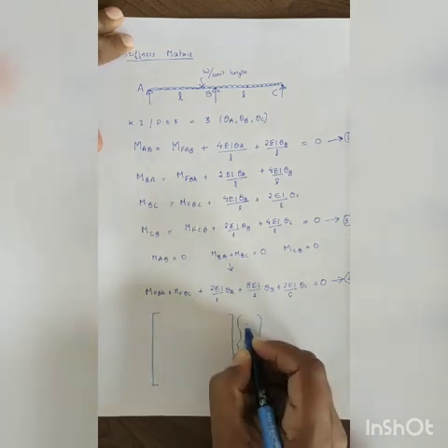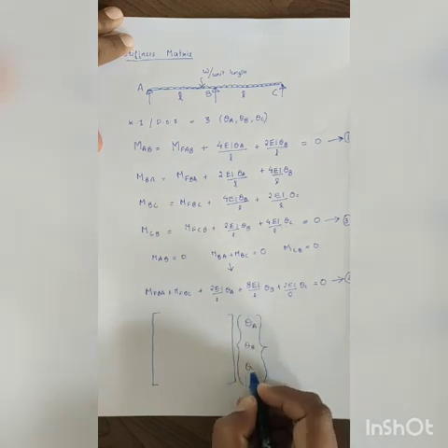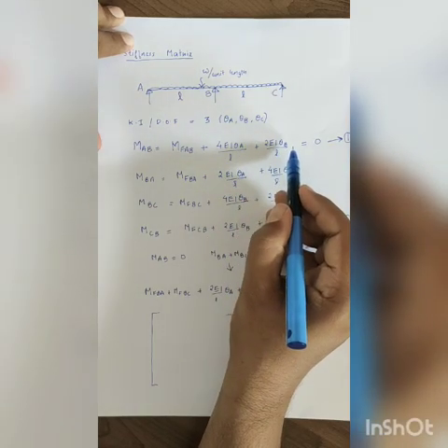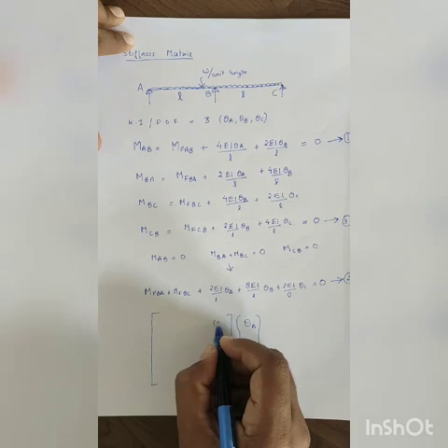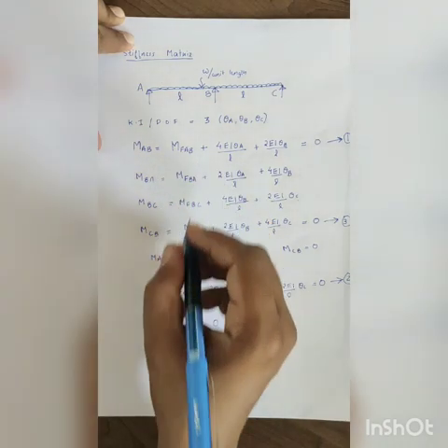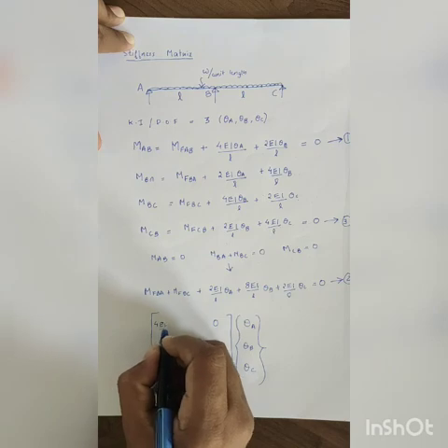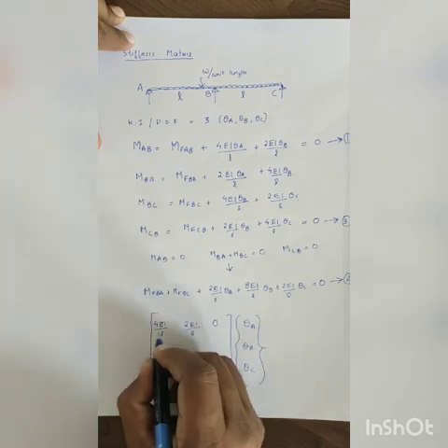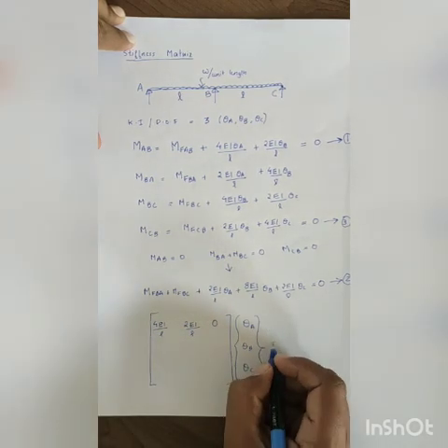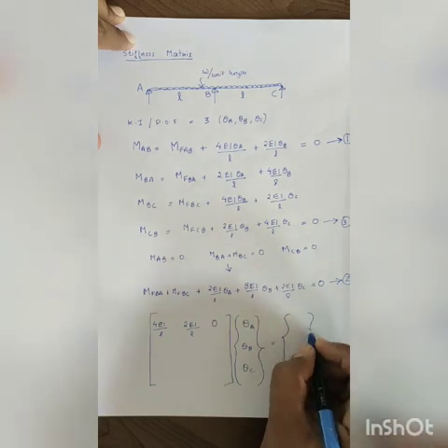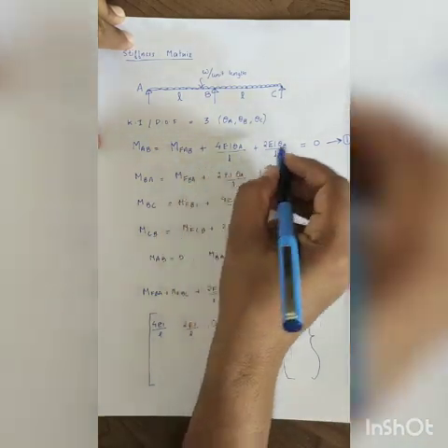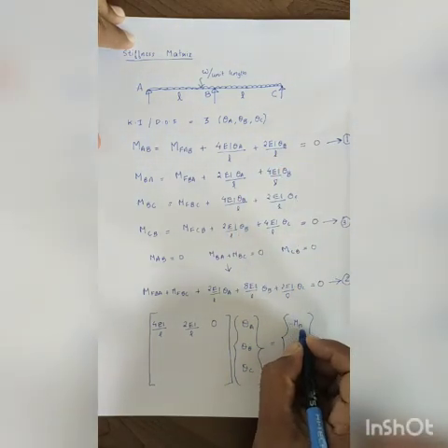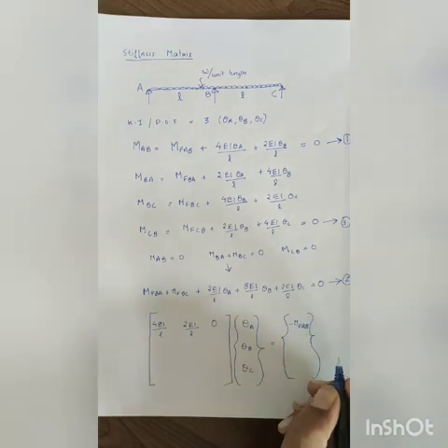So I am writing the theta A, theta B and theta C. The first equation is 4EI by L, 2EI by L. There is no coefficient for theta C, so the last term is 0. Corresponding to theta A it is 4EI by L, corresponding to theta B it is 2EI by L. So 4EI by L, 2EI by L, 0, which has to be equal to the M of AB written on the right side, so it is minus M of AB. So this is the first equation.